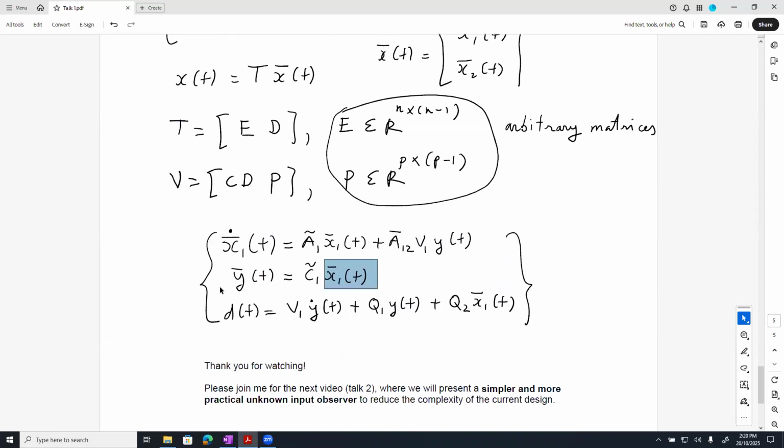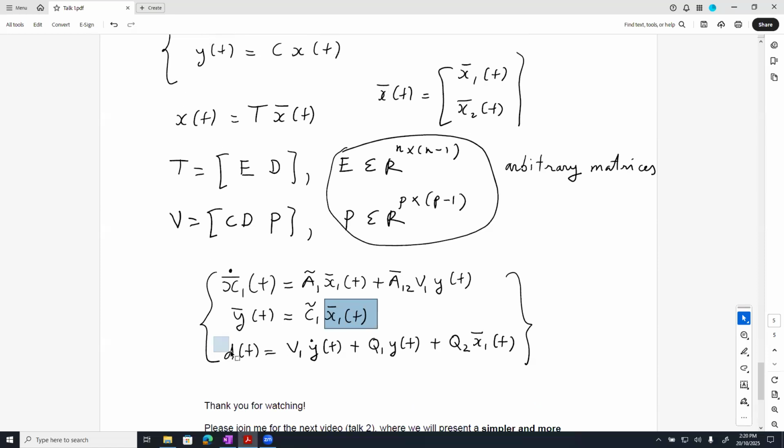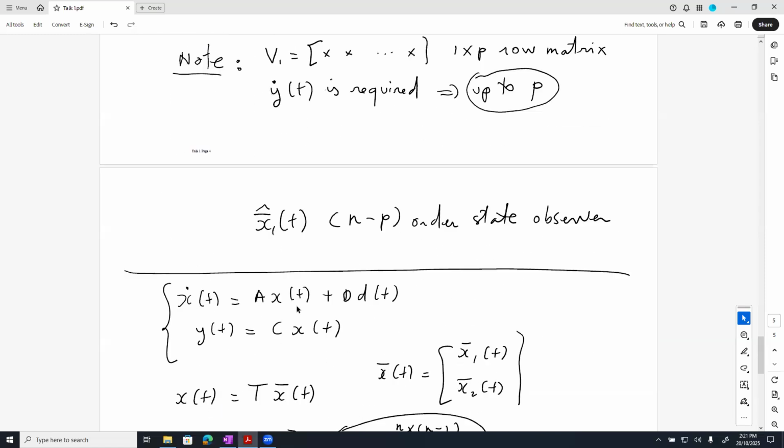As a byproduct of the approach, the unknown input can be expressed in its entirety, which involves the first derivative of the output measurement and the reduced order stack vector x1 bar. And if we want to estimate it, then it can be done as well. Okay, so that is essentially the essence of the Hou and Muller method.